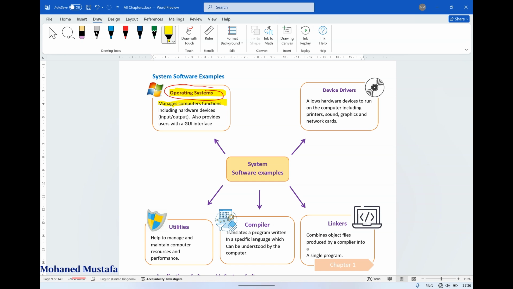We mentioned this. What others do you have? Utilities such as antiviruses. Why do we have it? To make sure that the system is clean. It needs to make sure that every software inside is a clean software. It's not a software that comes there to affect the overall performance of the computer. Are we good? What else do we have?